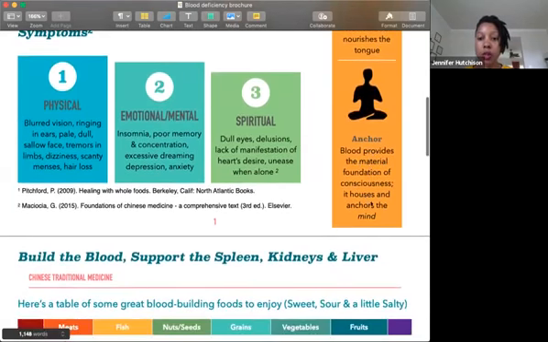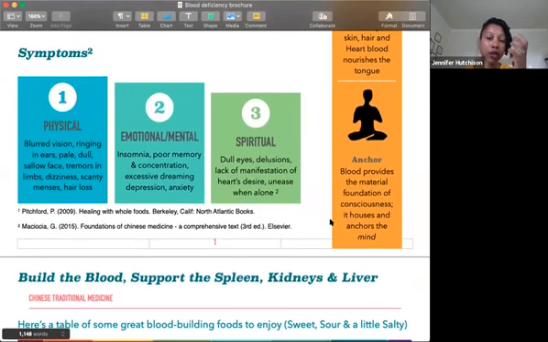But then here, this one's really important too, anchoring. The blood provides the material foundation of consciousness. It houses and anchors the mind. So we think about blood as actually anchoring the mind. When we're blood deficient, we may have jitteriness. We don't like being alone. We're not able to be settled. Blood is more heavy, substantial, so when we have very little of it, we feel floaty and lightheaded. That's where the dizziness comes in, things like that. So I hope that makes sense.